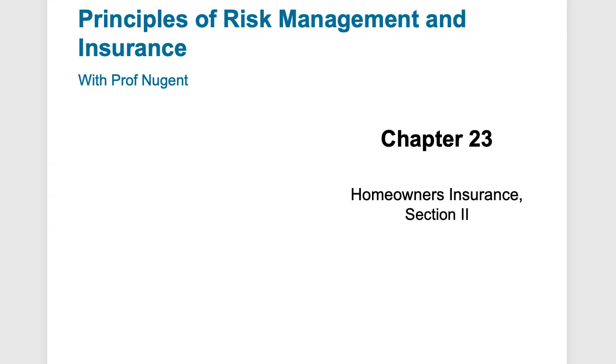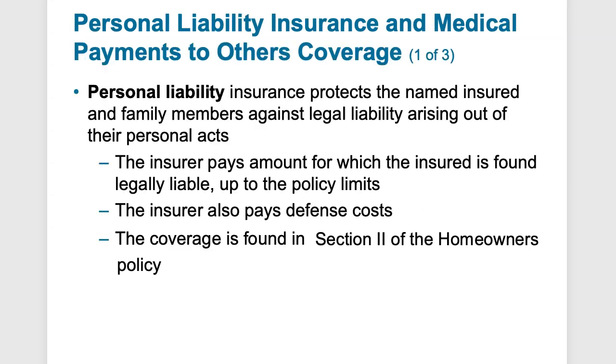Welcome to chapter 23. In this chapter, we're going to be talking about homeowners insurance, a continuation from chapter 22. Let's start out with personal liability. Personal liability is going to be coverage in Part E of your homeowners insurance.